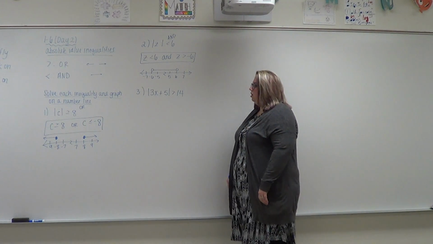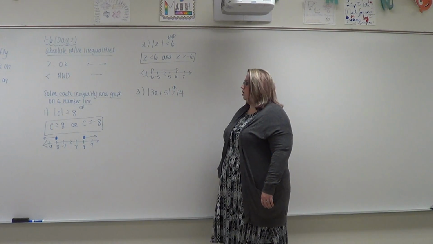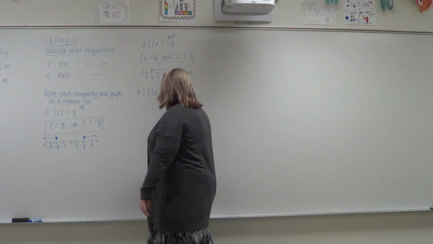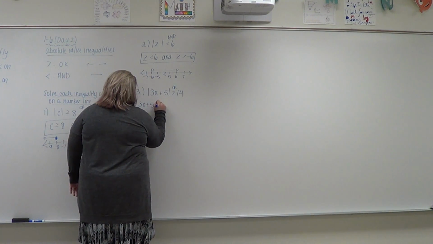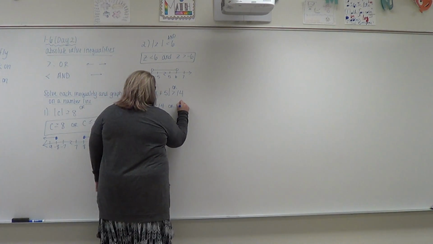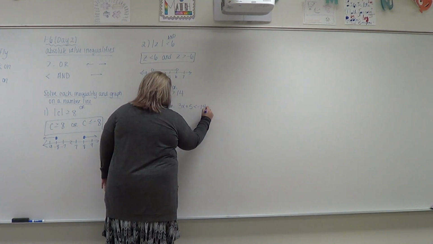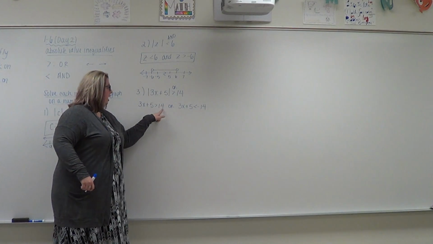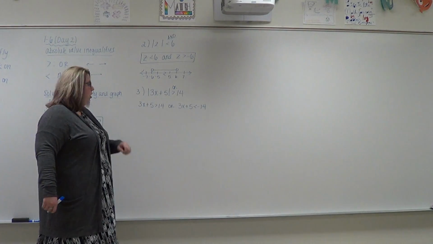Okay, third example. This is a greater than, so this is an or. The absolute value is by itself, so we're going to go ahead and split it up. So I have 3x plus 5 is greater than 14, or 3x plus 5 is less than negative 14. Nothing changes on the inside, those stay the same, it's the outside part on the second part. You flip the sign and make it negative.